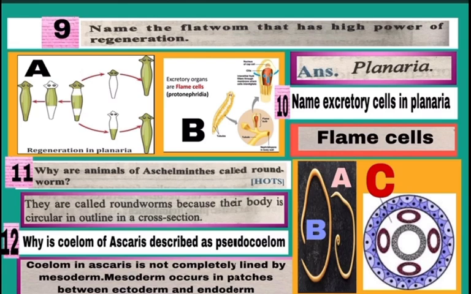Question number 12. Why is coelom of Ascaris described as pseudocoelom? Agar coelom means body cavity ki lining, mesoderm ki nahi bani hai, then this coelom is called as pseudocoelom. See the diagram C. Coelom in Ascaris is not completely lined by mesoderm. Brown colored mesoderm patches mein present hai between purple colored ectoderm and grey colored endoderm. So this is pseudocoelom.